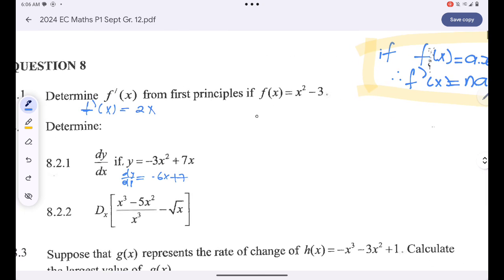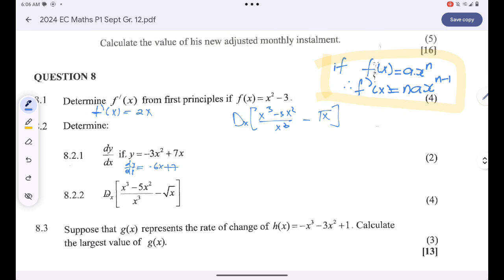Now, d/dx of (x cubed minus 5x squared over x cubed minus the square root of x). This notation, guys, simply says this capital letter D tells me that I should derive whatever is inside the bracket with respect to x, which simply means I only derive terms which have x, and anything that does not have x is regarded as a constant. And please note that the derivative of a constant is always equal to 0.